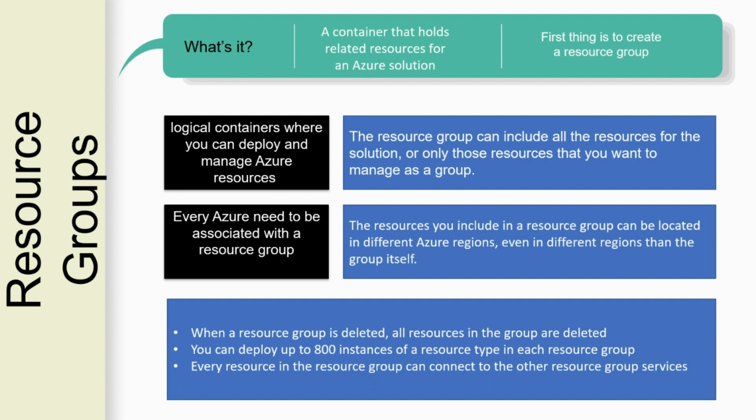If you simply delete a group as one, this eliminates the possibility of orphaned or zombie resources left running and driving up the cloud cost. Every resource in the resource group can connect to other resource group services. And each resource group can deploy 800 services at a time. As we have seen already, when you delete a resource group, then all the services which are part of the resource group are deleted.